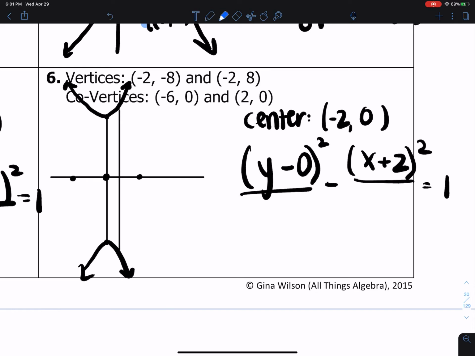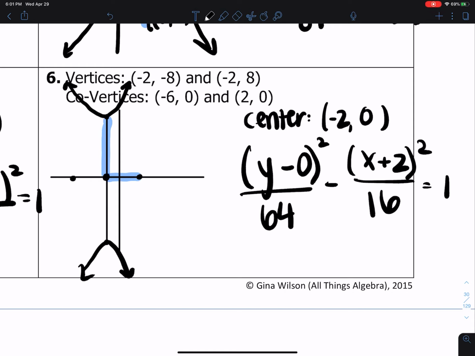Now we need the distance from the center to a vertex. So that's going to be 8. 8 squared is 64. And then the center to a co-vertex, we're going from -2 over to 2, or -2 over to -6, so that's 4. So 4 squared is 16.